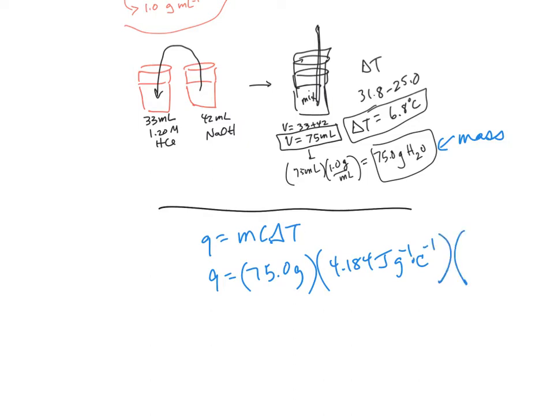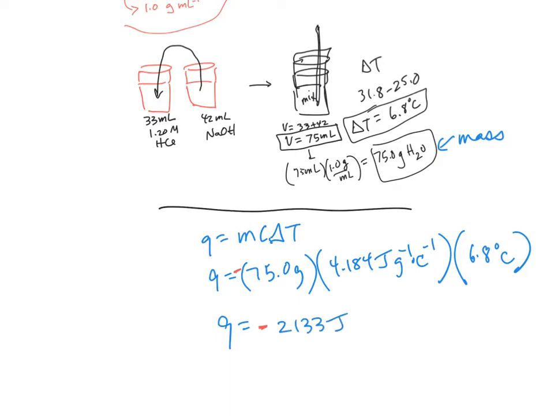And then delta T here is 6.8 degrees C. Q is equal to, oh, and also you want to put a negative sign in there. Negative means heat's given off. That's just a convention. You can just stick that in there. So this is negative 2133 joules.